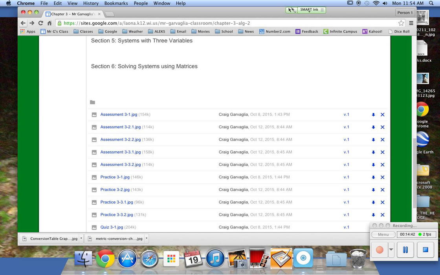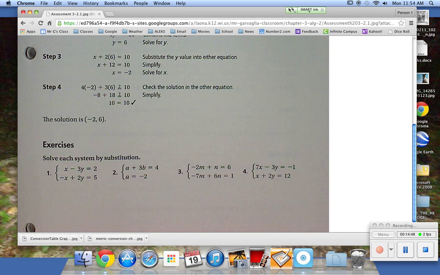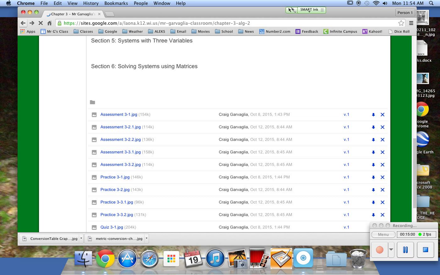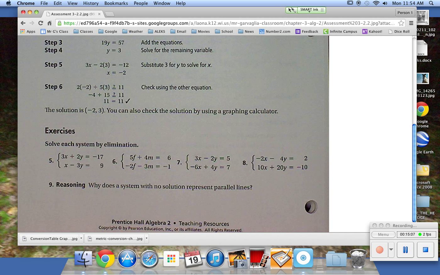Take a look at 3-2-1 assessments. You got 4 problems. They say do it by substitution. Looks pretty easy, doesn't it? Look at that. They give you one of them there. It's pretty easy. Let's take a look at 2. And do those by elimination. Don't worry about number 9. 1 through 8.